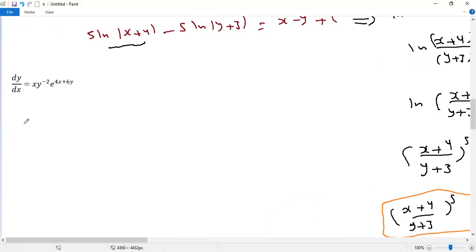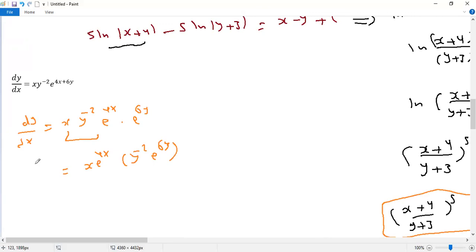Here I have dy/dx equal to x y minus 2, so I can write it as e to the power 4x times e to the power 6y. Keep x with x together. So then we have x e to the 4x, and together I have y minus 2 times e to the power 6y, okay?